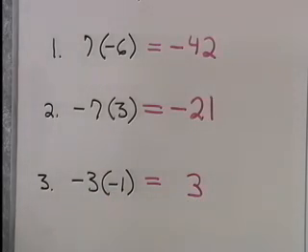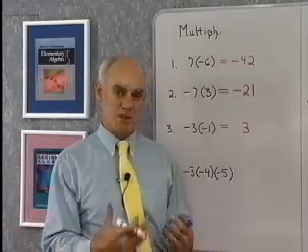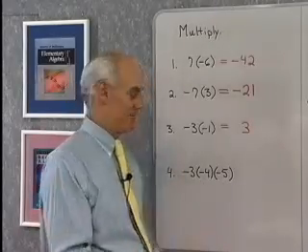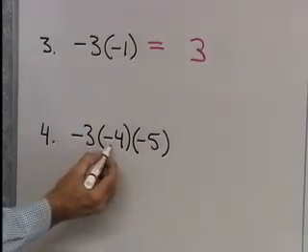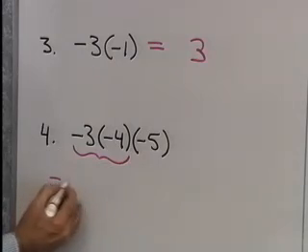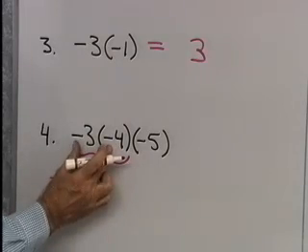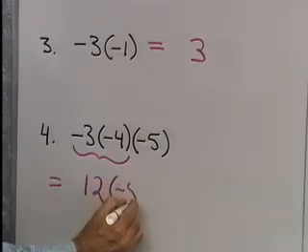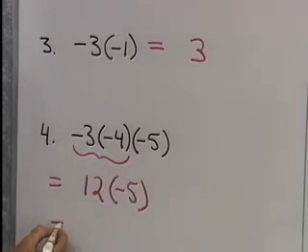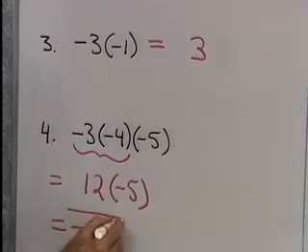And the next problem I want to do is the product of three numbers. We can only multiply two at a time, though, so we'll just take them in order going left to right. So negative 3 times negative 4 times negative 5. I'll multiply these two first. Negative 3 times negative 4 will be positive 12, because the two numbers have the same sign, and that's times negative 5. 12 times 5 is 60. And the two numbers have different signs, so the answer is negative.